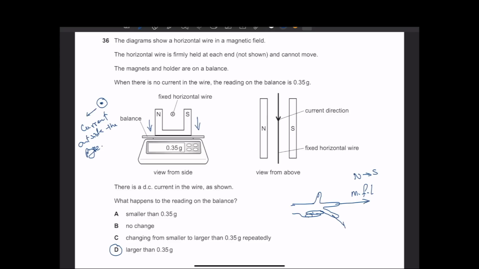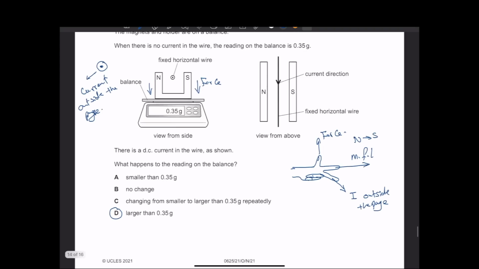And this direction of current means outside the page. So I here is outside the page, and still the force is acting up. So this is the force acting on the wire, which acts as an action. If the wire is going to move up, the magnet will move down. So depending on that, the force acting on the magnet could be down, so the reading will increase because you are pressing over the balance, so the reading will be larger than 0.35 grams.